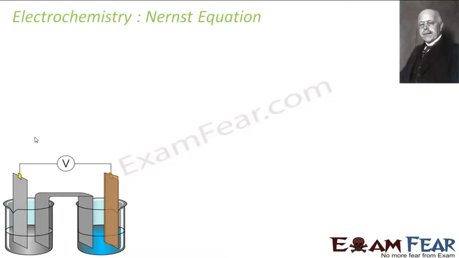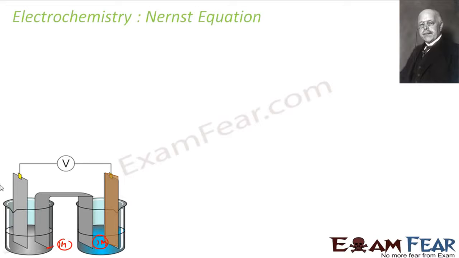We assumed that all the species involved in this reaction, all the electrolytes, were 1 molar, right? That's what we have assumed till now. But in real life, that is not true. We may take 2 molar, we may take 3 molar, we may take n molars. That may not be true, right?